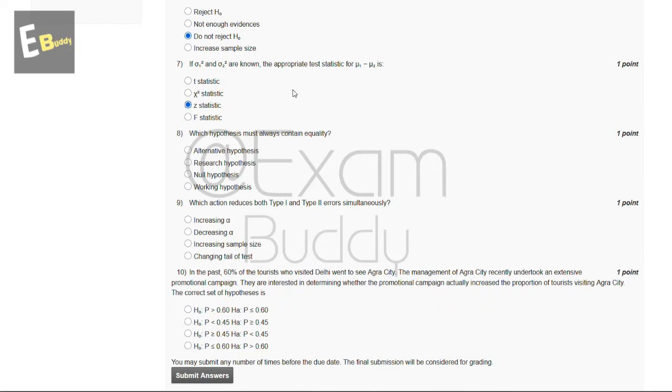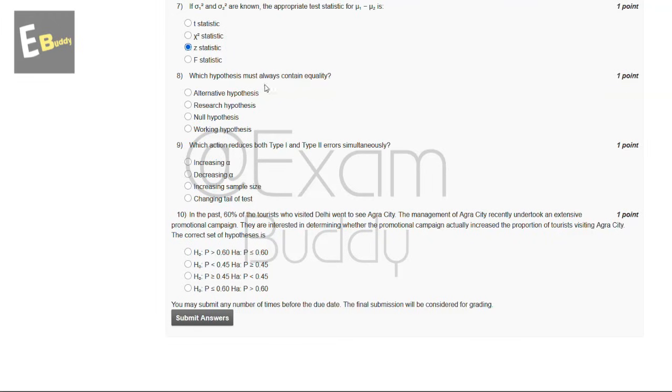And now let's go to our question number 8. Which hypothesis must always contain equality? So these are the options: alternative hypothesis, research hypothesis, null hypothesis, working hypothesis. So the answer for our eighth question is C, null hypothesis.